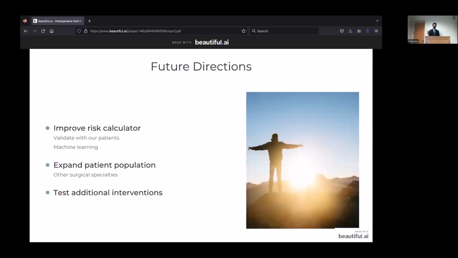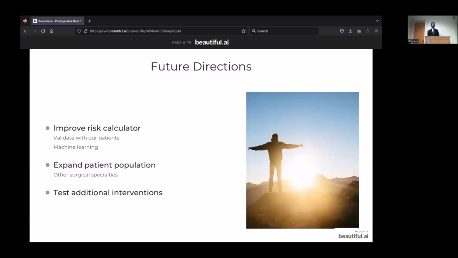And then future directions, we would ultimately like to improve a risk calculator and create our own version, which we can validate with our patients. Several groups around the country have used machine learning to derive their own variables, and it's a strategy that I would like to pursue in the future after our first iteration.